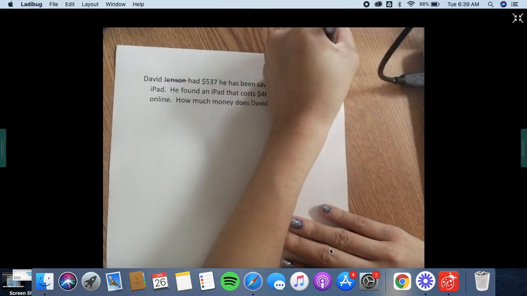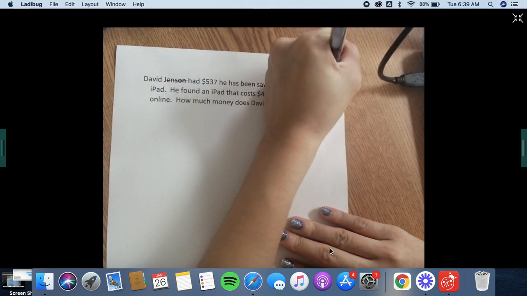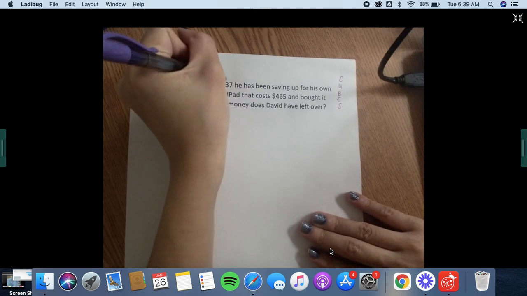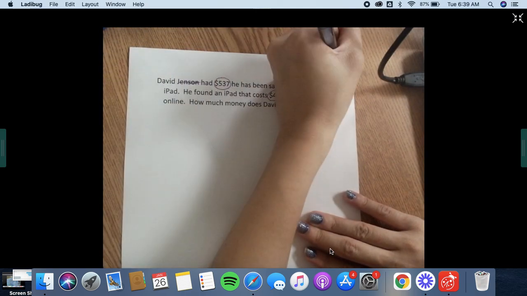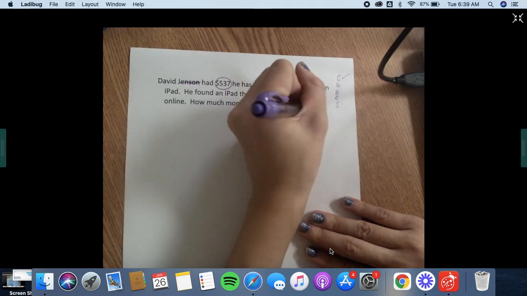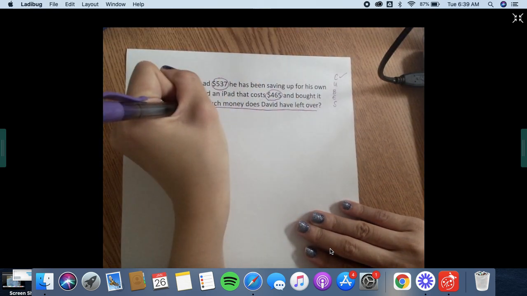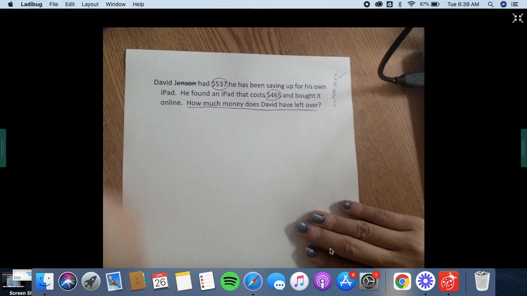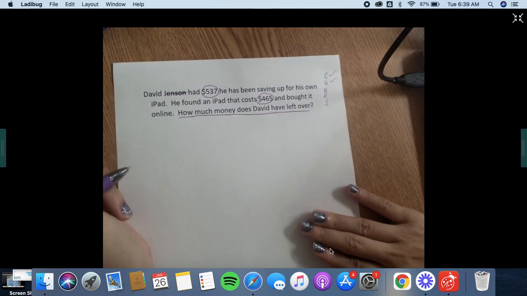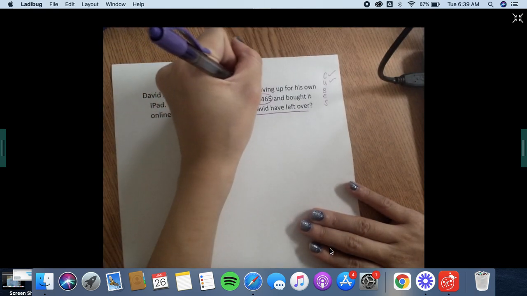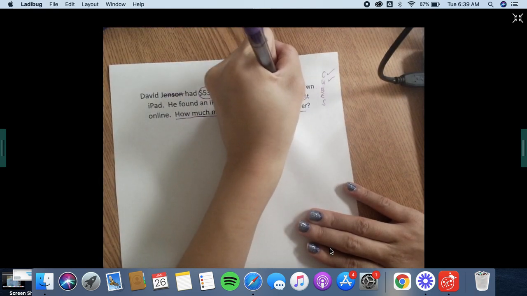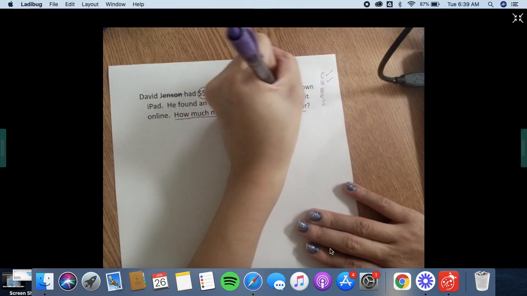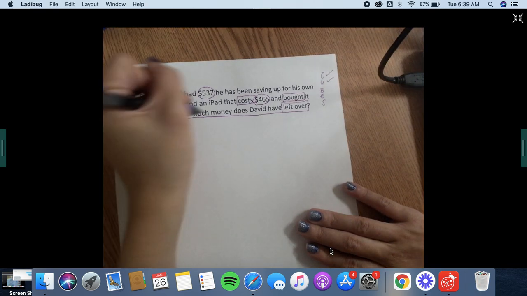So the first thing we're going to do is our CUBE strategy. We have to circle our numbers, and I see 537, and I see 465. I'm going to underline my question, and it says, how much money does David have left over? I'm going to box my action words: he found an iPad that costs, and bought. I see leftover and how much.